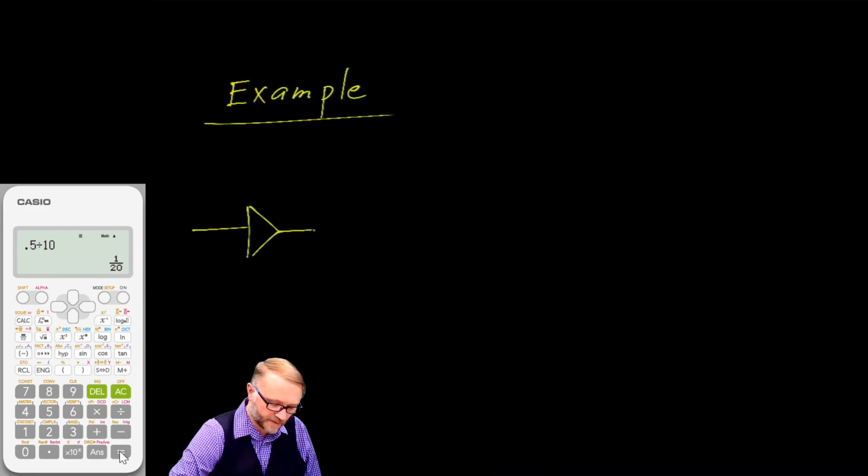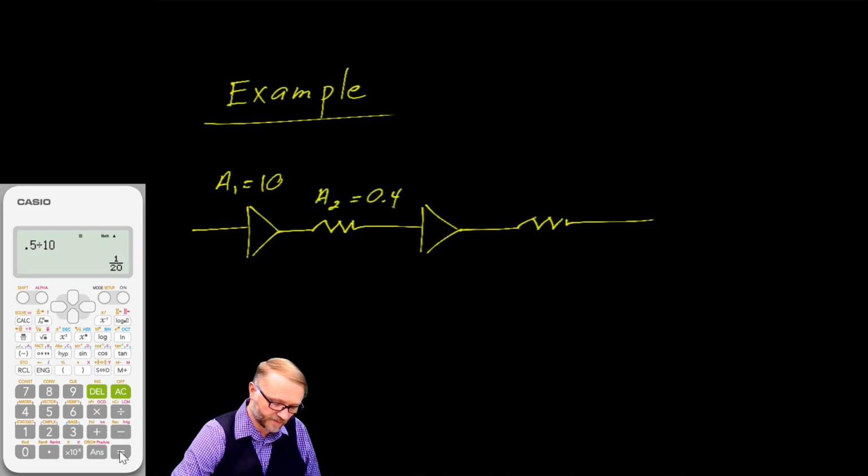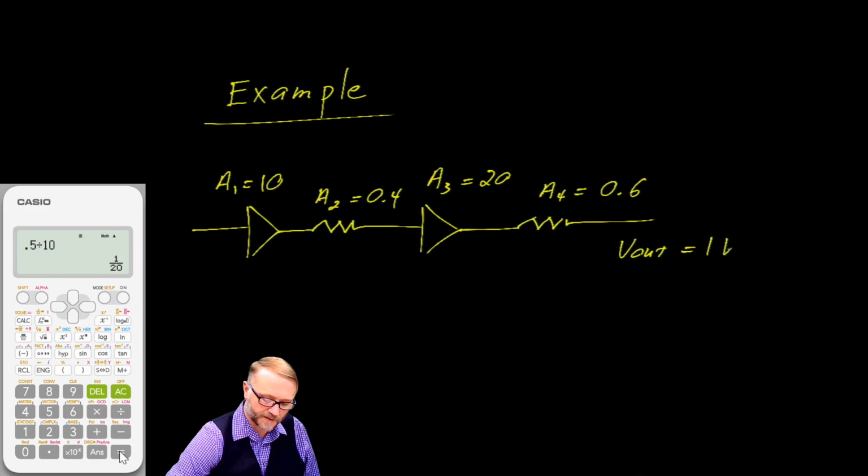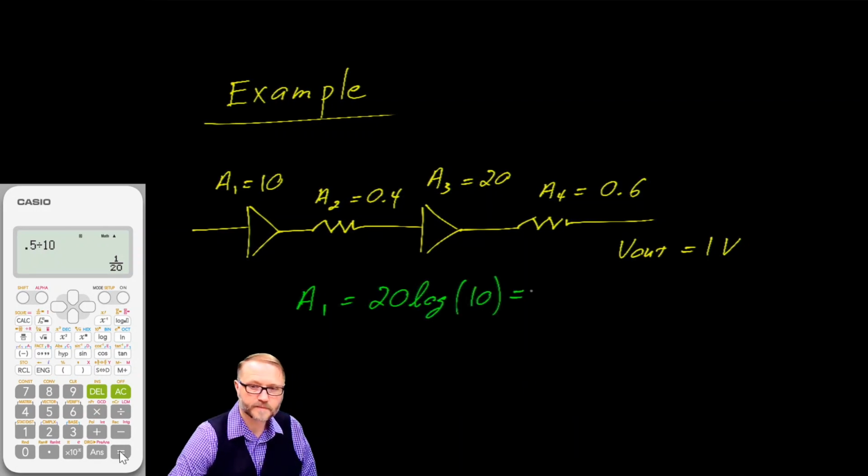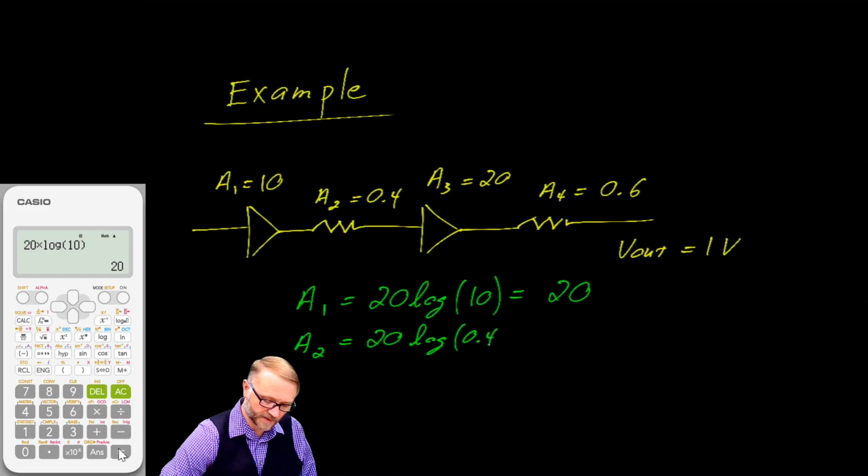Here's another example. This is our multiple amplifier attenuator example. Gain 1 was 10, gain 2 was 0.4, gain 3 was 20, and gain 4 was 0.6. And our output voltage was equal to 1 volt. Since we're dealing with voltage, gain 1 in decibels is 20 log of 10. 20 times log 10. So that's just 20. Gain 2 is equal to 20 log of 0.4. That's negative 7.96.